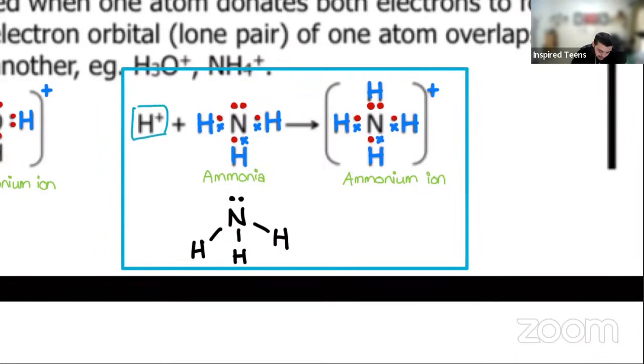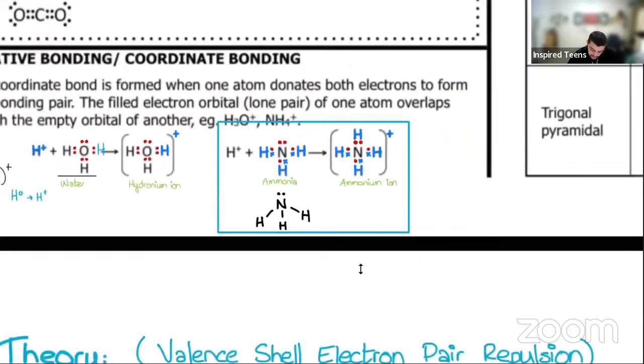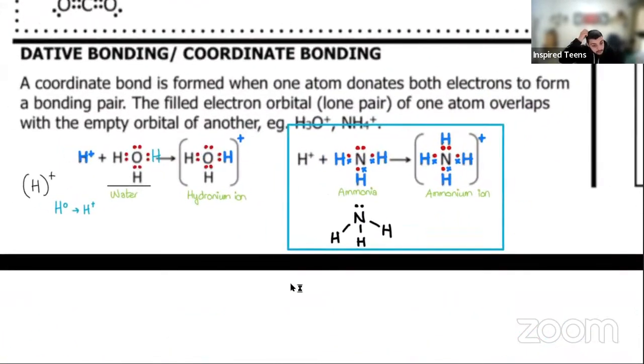You're adding an H+ ion, which has no electrons, to an NH3 compound, sorry, which has this lone pair just sitting there. So the hydrogen comes in and bonds with that. Okay, now let's look at CaF4. So I hope you understand dative covalent bonding.